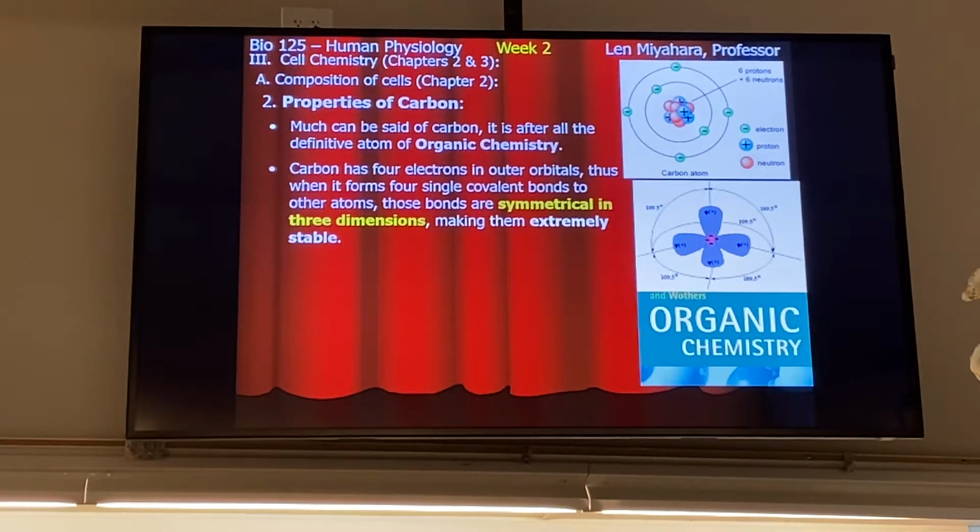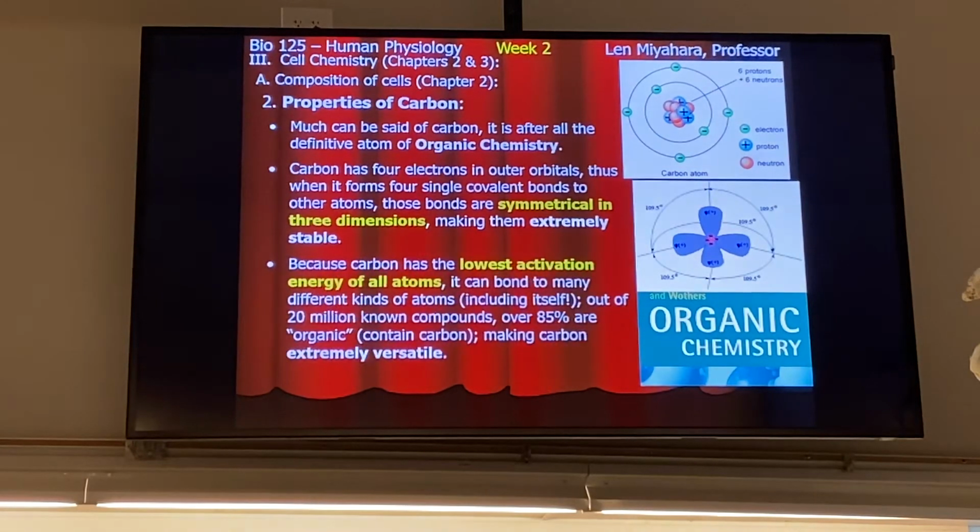All right, now because carbon has 4 electrons in the outer shell, it's right in between 0 and 8. And because of this, carbon will form 4 covalent bonds. That's the sharing, electron sharing like with water, H2O. But the thing about these 4 bonds is they try to get away from each other as far as they can in 3 dimensions. And it's because of that, carbon's covalent bonds are very stable because they are symmetrical in 3 dimensions. Extremely stable covalent bonds. Carbon also has one of the lowest activation energies of all the atoms. What does that mean? That means it'll bind with anything, including itself.